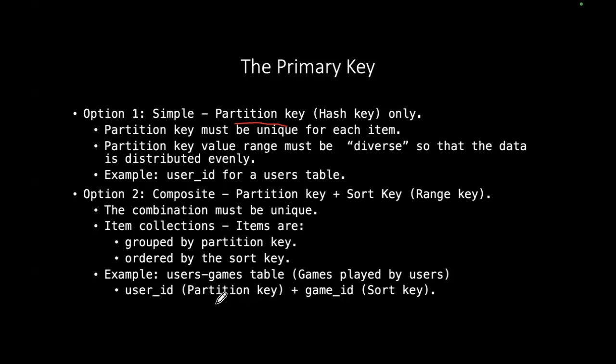But I am choosing user ID as the partition key part because there are going to be many more users than there are games. It wouldn't make sense to choose game ID as the partition key and user ID as the sort key, because we did say, I think in the previous slide, that the partition key has to be very wide, has to have a diverse range of values. It's right up here, actually. Look, partition key value range must be very diverse, must be a large range of possible values.